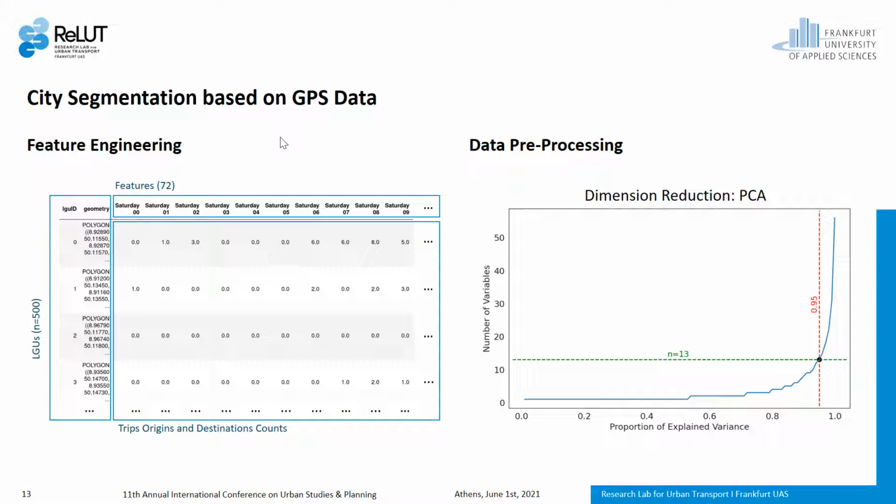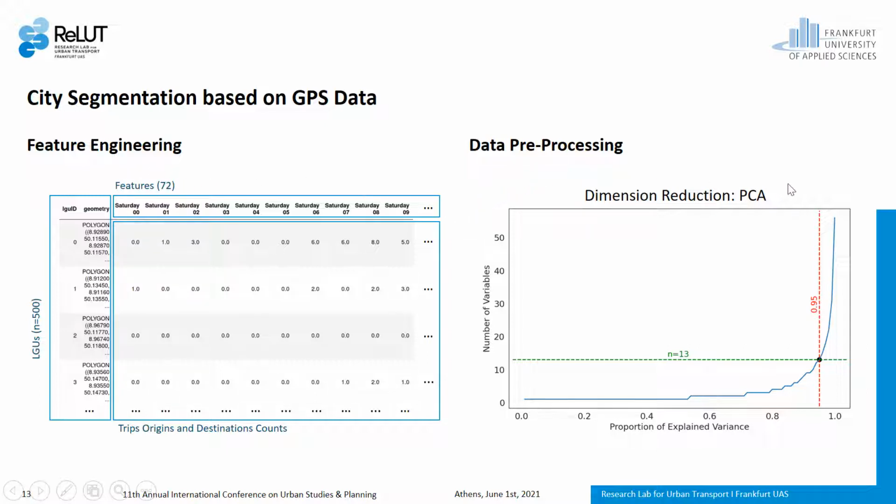In this approach, we want to cluster the LGUs by the hourly pattern of trips origin and destination over the week. We divide the week into three major sections: weekdays, Saturday, and Sunday. Then we count the number of trips origin and destination in each hour of each week section for LGUs. As a result, we end up with 72 variables, which is kind of too many for clustering only 500 objects.